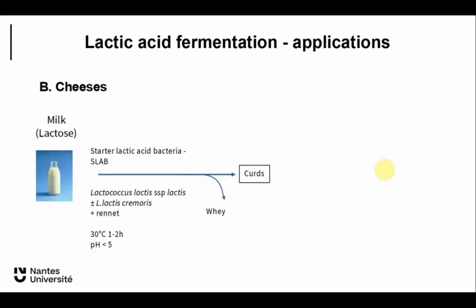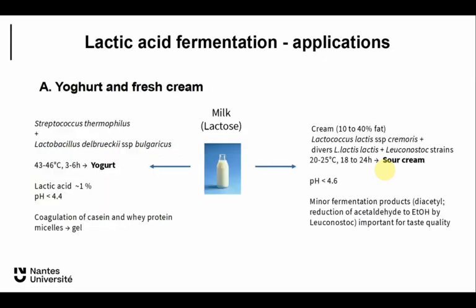Of course, another big dairy product is cheese, right? So once again, you start with milk, and the fermentation is initiated by what's called the starter lactic acid bacteria, or SLAB. Lactococcus lactis subspecies lactis and Lactococcus lactis cremoris. It's the same as these two, right? Same as these two.